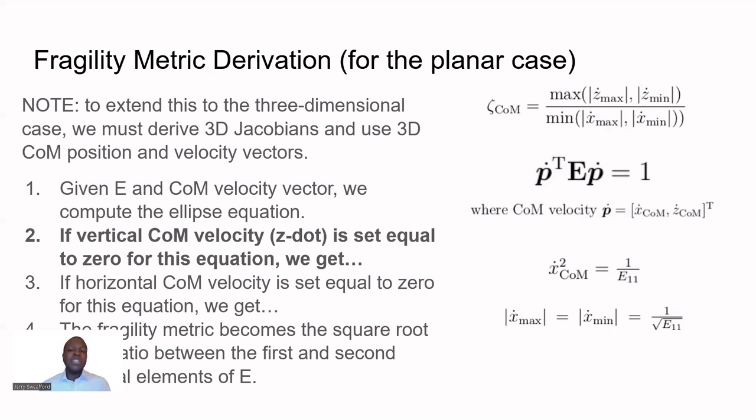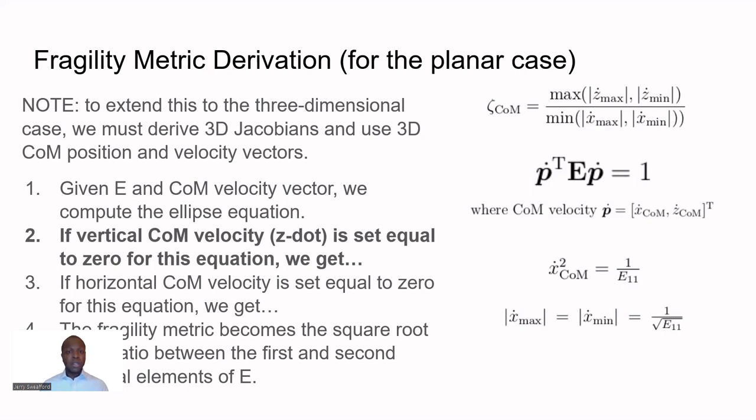Now that's nice because now we automatically know what our absolute value of X dot max and absolute value of X dot min is. They're equal to each other. They're both equal to 1 divided by the square root of E11. When we say E11, we're thinking about this 2x2 matrix where E11 is that first element, so it's the first row, first column of the matrix.